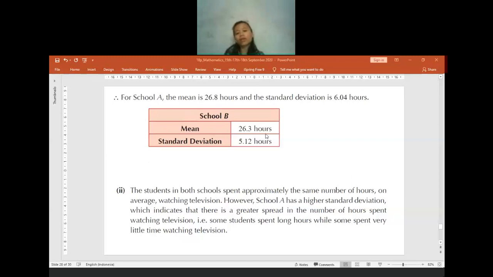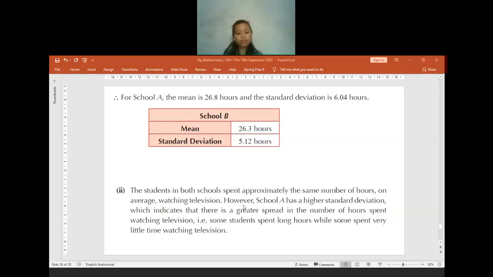If it has a higher mean, we can say that the students from school A spend more time watching TV than the students in school B. You can make a sentence like that, because the mean tells us the average time spent watching TV.